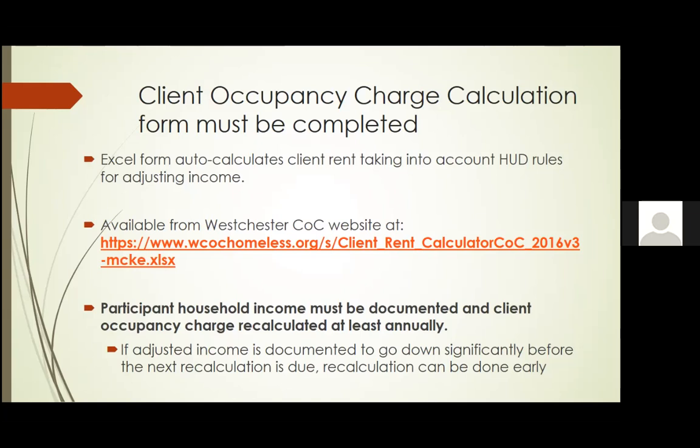All of these rules are included in the Westchester Continuum of Care calculation form, which is available on the Westchester COC website at the link shown here on this slide. You can use this calculation form to calculate occupancy charges at move-in and then every year. In addition, if a participant's income decreases significantly within that 12-month period, an early recalculation can be done to reduce the amount of monthly rent owed by the client. You do not need to and should not recalculate early if the client's income increases.